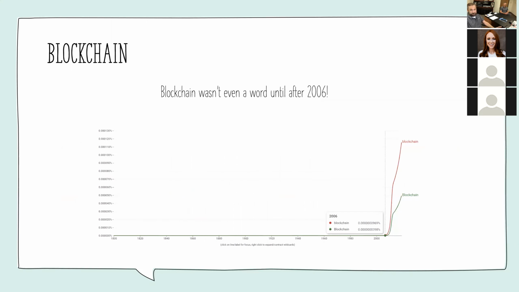So this is new, brand new. Actually, blockchain wasn't even a word until after 2006. So very, very new. I don't know if you guys ever use this, it's fun. Google does the where words are found in English use and literature and whatnot. It's not even there. 2006 is kind of where it started.